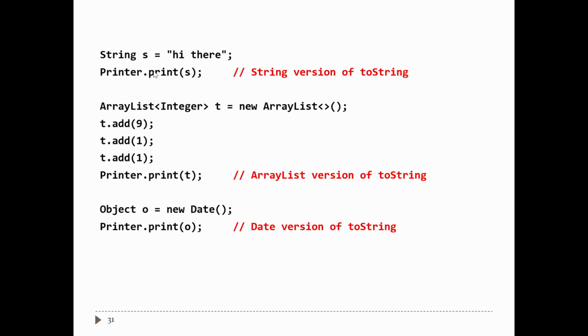So if you call println with an object, it automatically calls toString on the object reference for you. If I call print with a string, I get the string version of toString. If I call print with a list, or an ArrayList in this case, I get the ArrayList version of toString. If I pass in a date, notice here the declared type is String, the declared type is ArrayList. Here the declared type is Object. I don't get the Object version of toString here. I get the runtime version, so I get the Date version of toString. The runtime type, the thing on the right-hand side, determines which version of the method you get.